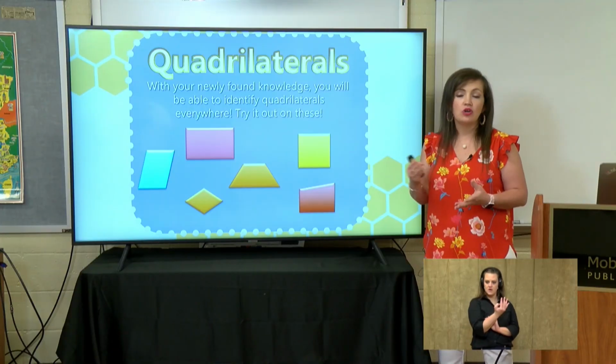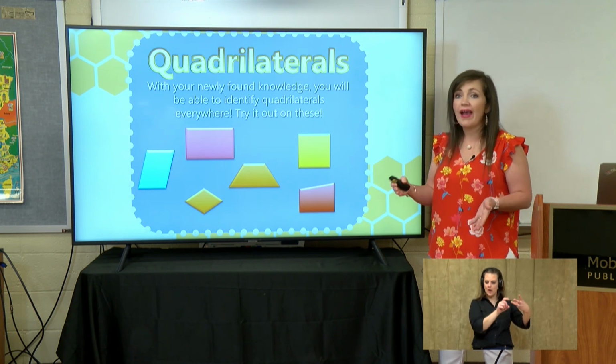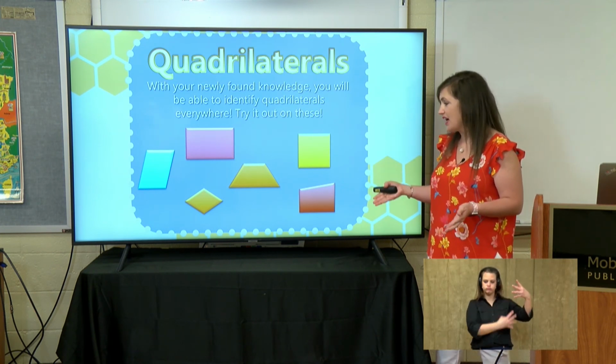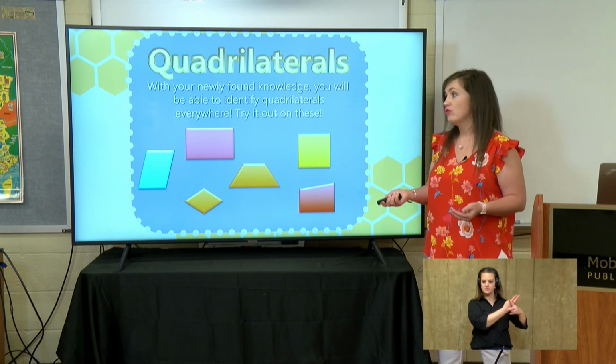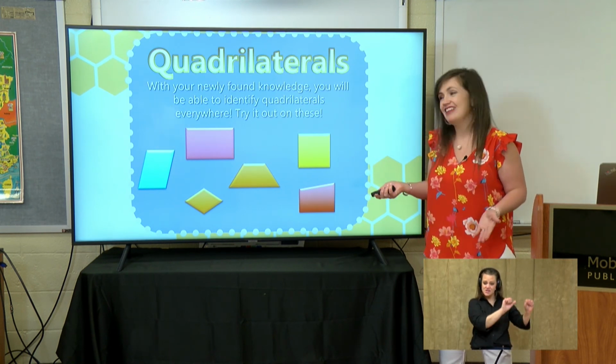So quadrilaterals are, remember, figures with 4 sides. They can be parallelograms, rhombuses, trapezoids, squares, rectangles, all different kinds of quadrilaterals. Or it could be any kind of shape with 4 sides.